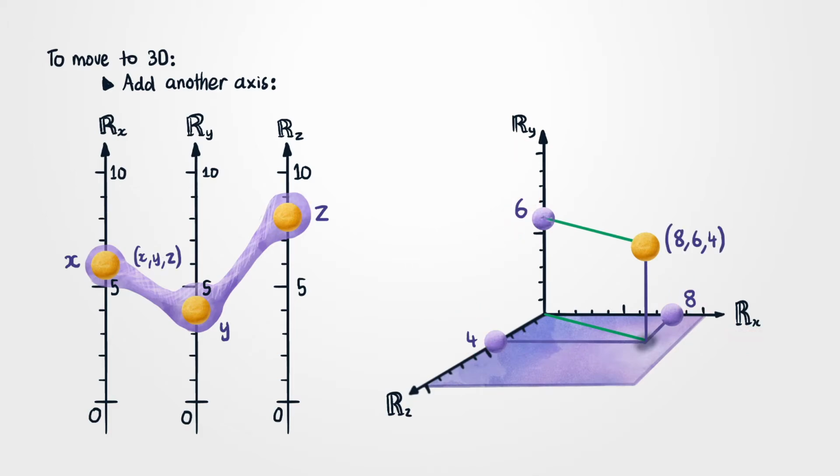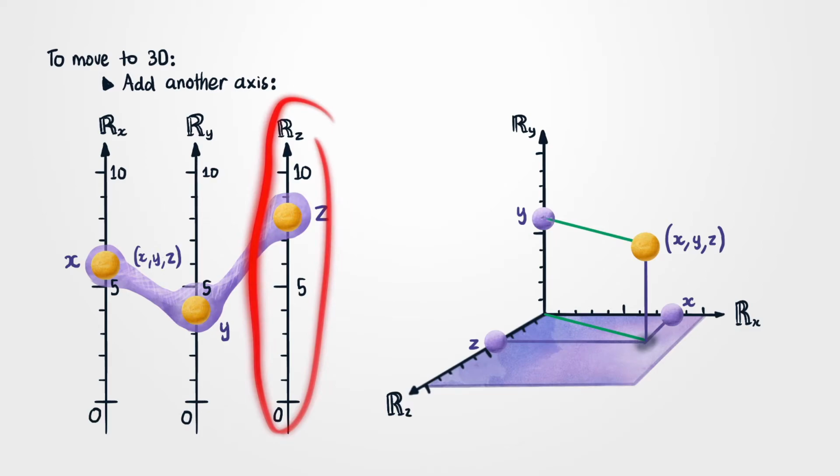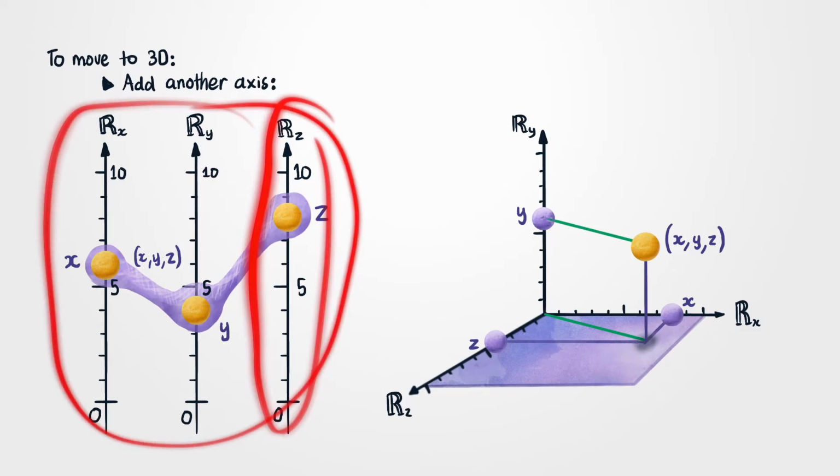Now just as we did before, we can replace every 8 for an x, every 6 for a y, and every 4 for a z. So instead of just adding on one extra axis, as we did in this picture over here, what we have to do is add another axis that comes out of the page. So you don't just add the axis, but it also has to come out of the page.